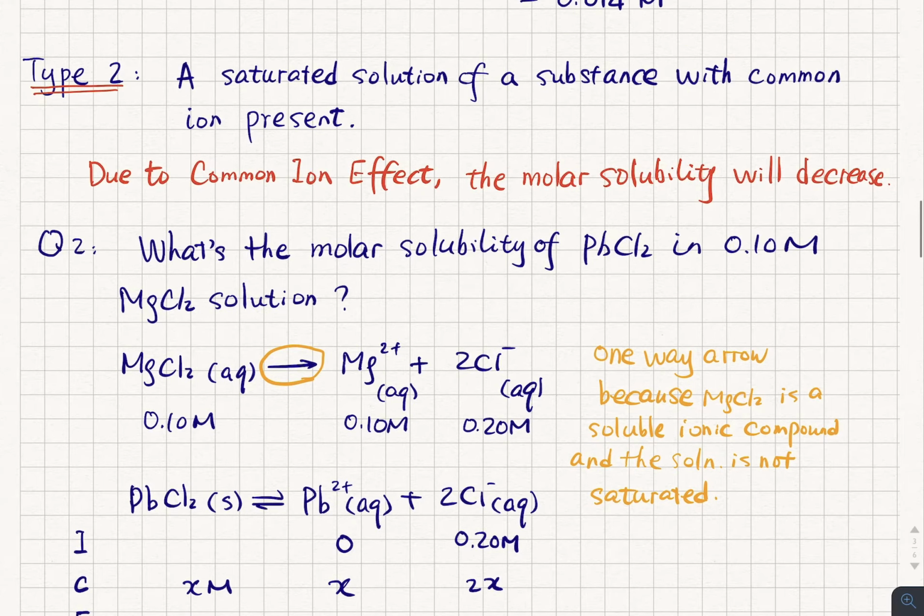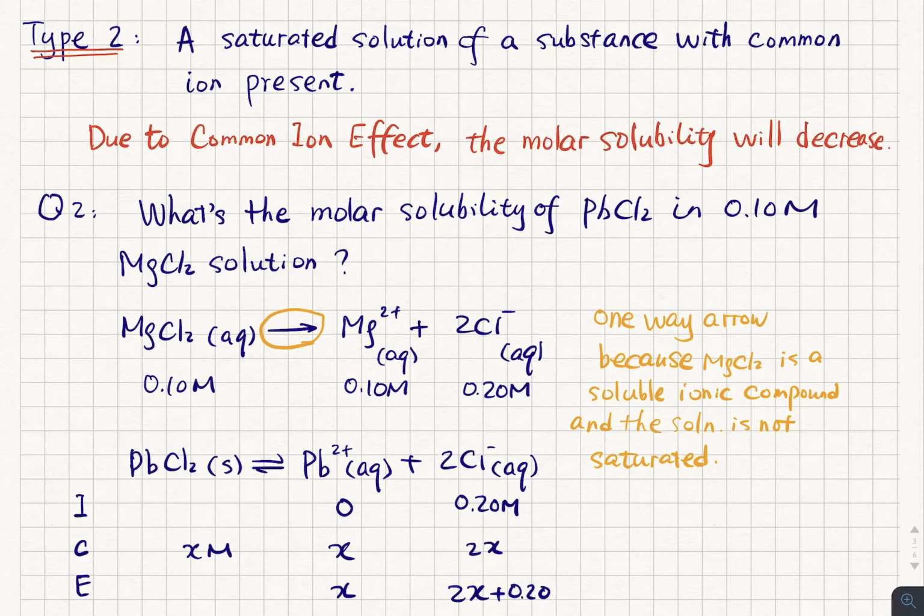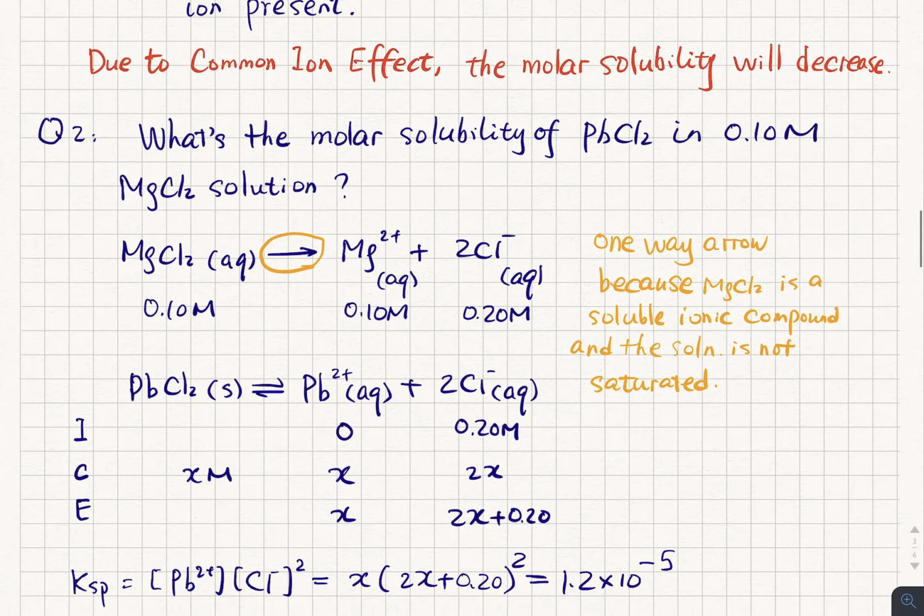Like in this example: what's the molar solubility of PbCl2 in 0.1 molar magnesium chloride solution? In this question, you not only have lead chloride, you also have magnesium chloride. The magnesium chloride will dissociate and produce chloride ion. Because magnesium chloride has a 1:2 ratio between magnesium and the chloride ion, if the concentration of the magnesium is 0.1 molar, then the concentration of the chloride will be 0.2 molar.